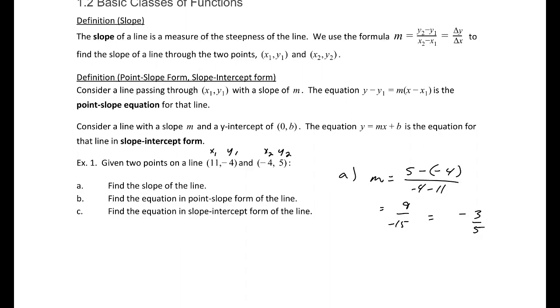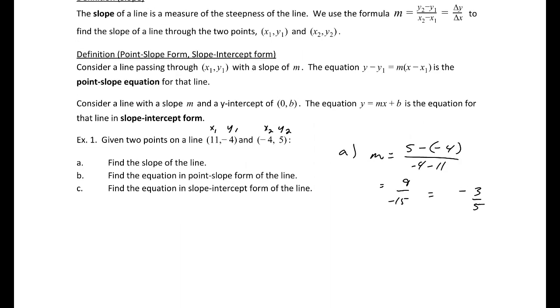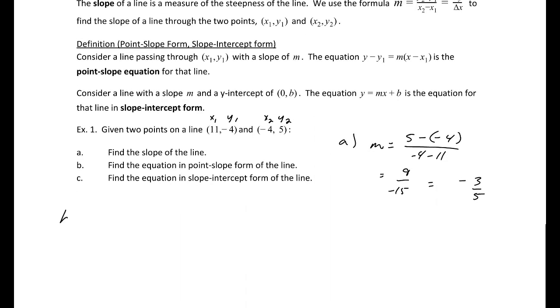All right, there's part 1. Now find the equation in point-slope form. I'm going to use the first point, I'm actually going to settle on that one for this portion. So (11, -4) and a slope of -3/5. Y minus y1, so this will be y plus 4, equals -3/5 times x minus x1, which happens to be 11.